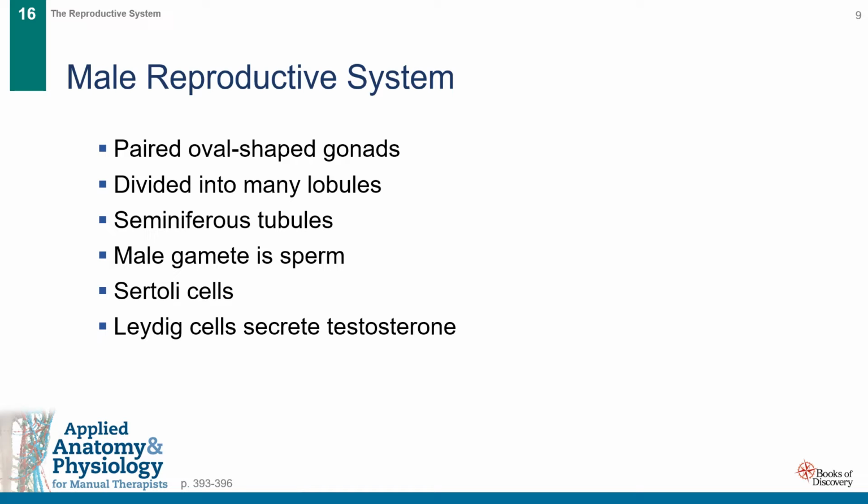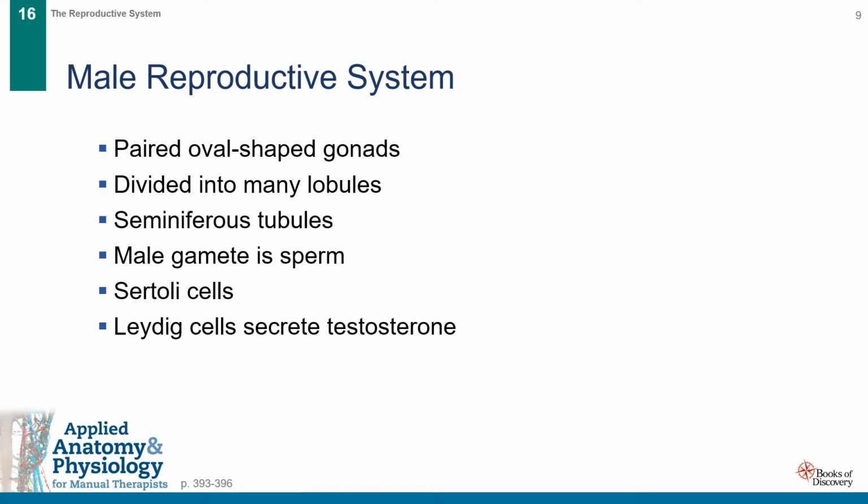The testes also function as endocrine glands. When stimulated by LH from the anterior pituitary, the Leydig cells located between the seminiferous tubules secrete testosterone. Testosterone, along with FSH from the pituitary, stimulates the production of sperm.